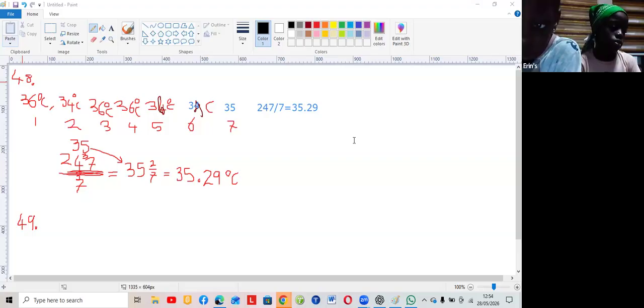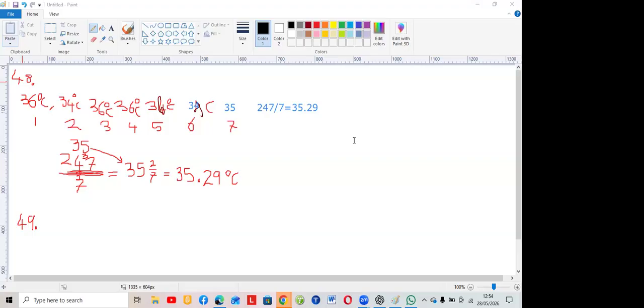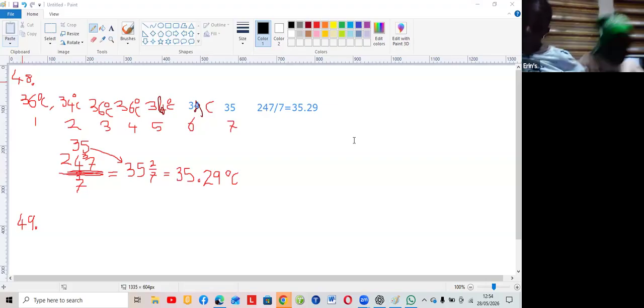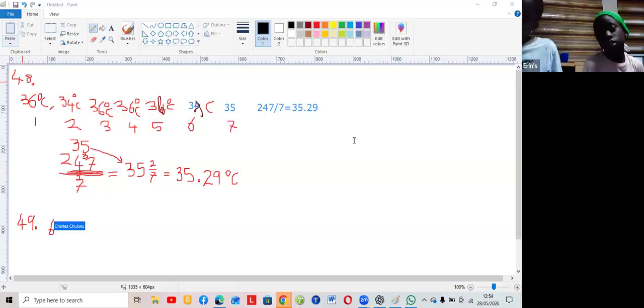Okay. So number 49, are we good? Let's go to number 49 so that we wrap it up. Number 49 says the number of storybooks read by some people are 6, 9, 8, 6, 5, and 6. Find the mode. 6.